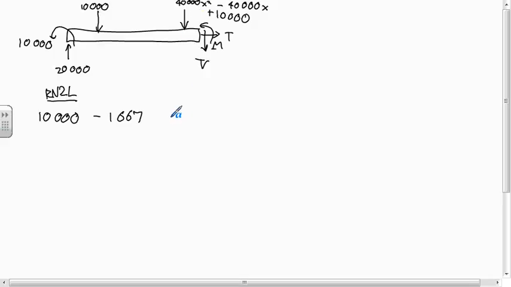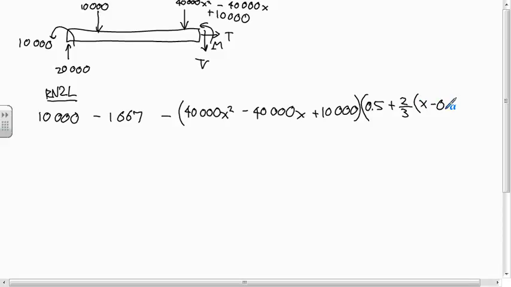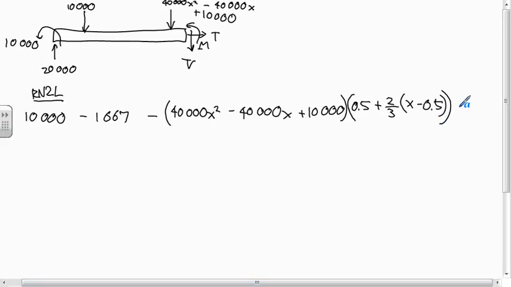Okay, so it's going to produce a clockwise moment, so it's negative all of this: minus 40,000 x plus 10,000. And the moment arm is, so we can all agree that it's more than 0.5. And then the additional part is 2/3 of x minus 0.5, right? And then plus m minus bx is equal to 0.